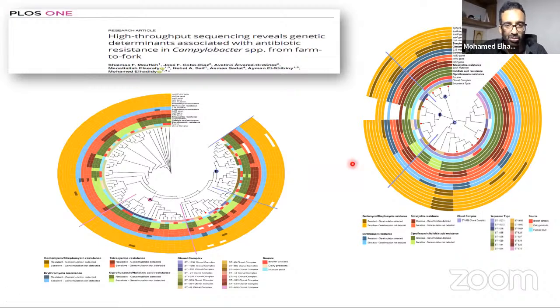So these figures are one for Campylobacter. These are the two main players in Campylobacter, Campylobacter jejuni and Campylobacter coli. This is a phylogeny based on core genome multi-locus sequence typing, an upscaling of the normal multi-locus sequence typing, and all these rings represent the sources, the antimicrobial resistance patterns, etc. And as you see, for Campylobacter jejuni, we can build three clades, A, B and C.